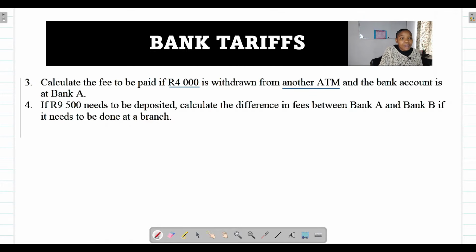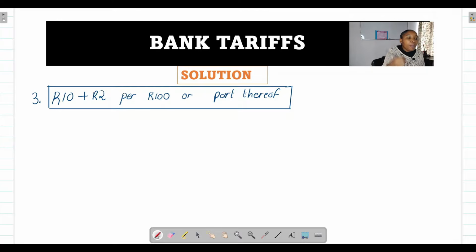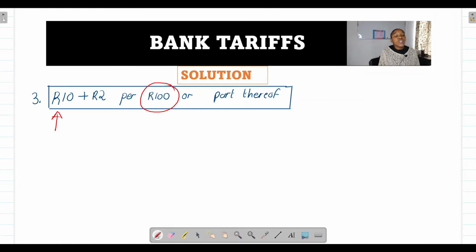In this case, we know that in this bank, if you withdraw from another bank, the first thing that you'll be charged is the 10 rand, irrespective of how much you are going to be withdrawing. You're going to be charged the 10 rand plus 2 rand per 100 rand or part thereof that you withdraw. So how do we get how much you'll be charged for the amount that you have withdrawn? Because we've withdrawn 4,000 rand, you will take that 4,000 rand.